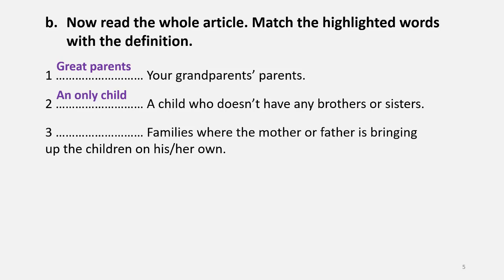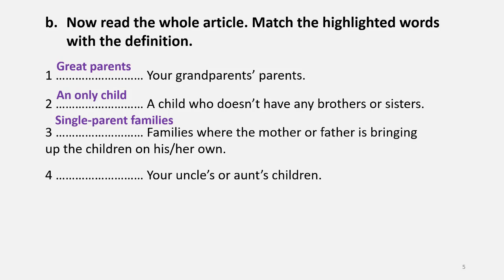Yeah. And next, the families where the mother or father is bringing up the children on his or her own. So in this kind of family there is just a father or just a mother, right? And raises their children. So we call this kind of family single parent families, right? Okay. And next, your uncles' or aunts' children, it is so easy, right?